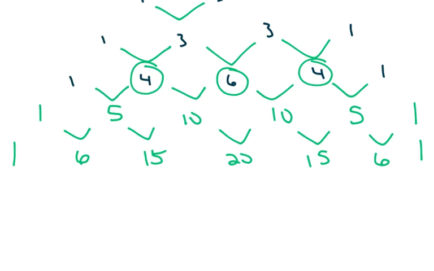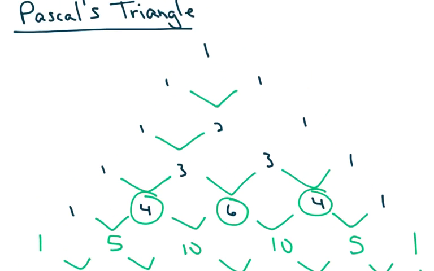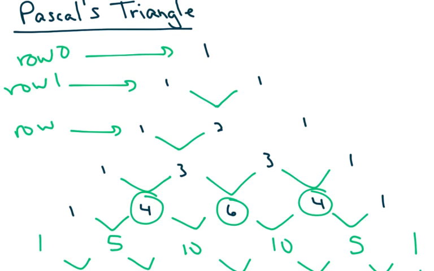The other thing that I want you to notice with these rows is they have to do with the exponent. We call this one row 0 because if you raise anything to the 0 power, you're going to get 1. So this is row 1, and then notice row 2 has a 2 in it. Row 3 has a 3 in it. Row 4 has a 4 in it.